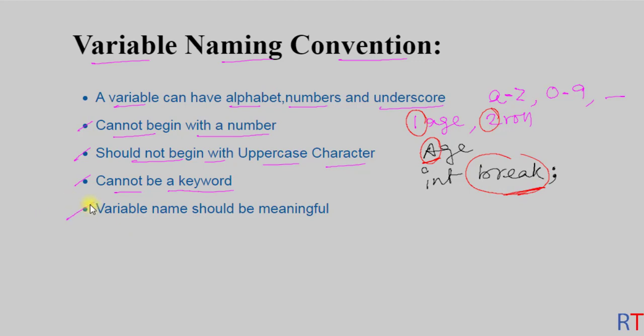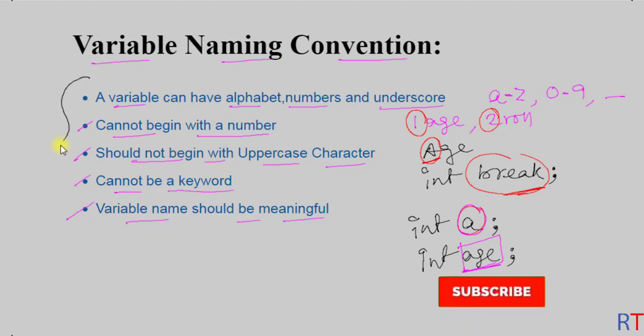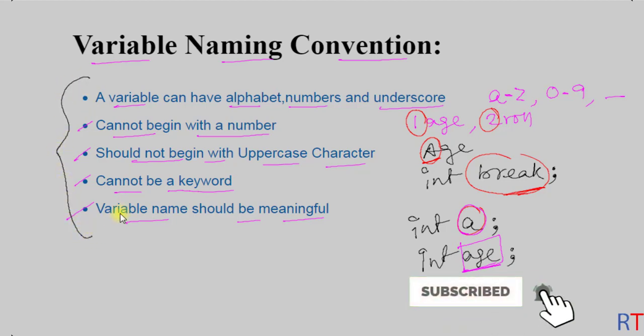And lastly, the variable name should be meaningful. For example, we should not create a variable name like int a, where the variable name is not meaningful. Instead, we can create a variable name like int age, which is much more meaningful than the variable int a. So we should always focus on creating meaningful variable names. So these are the conventions one should follow while creating a variable.